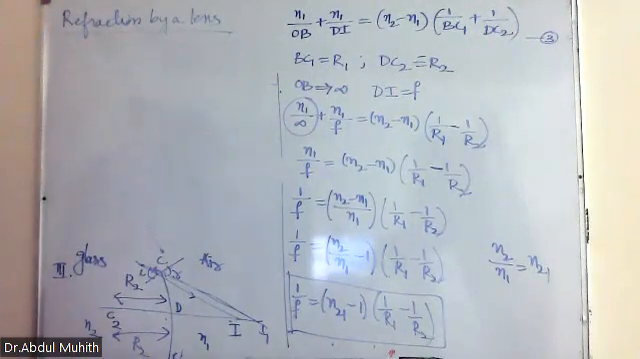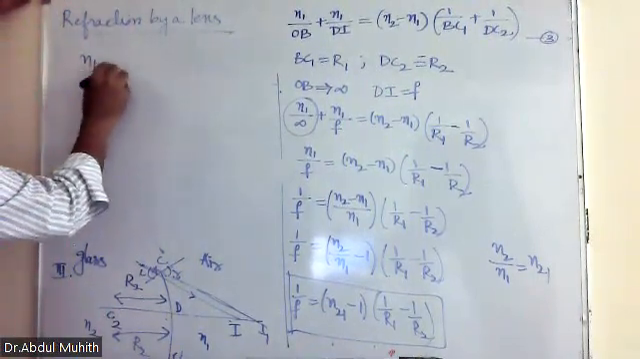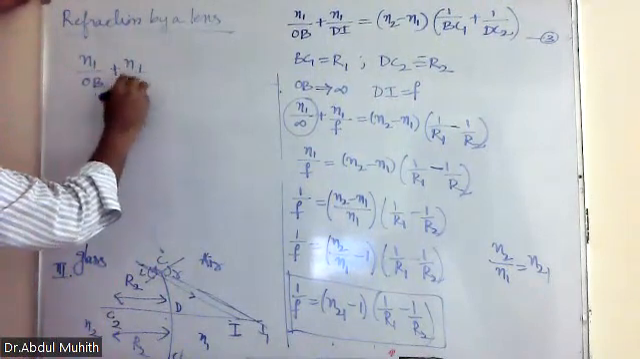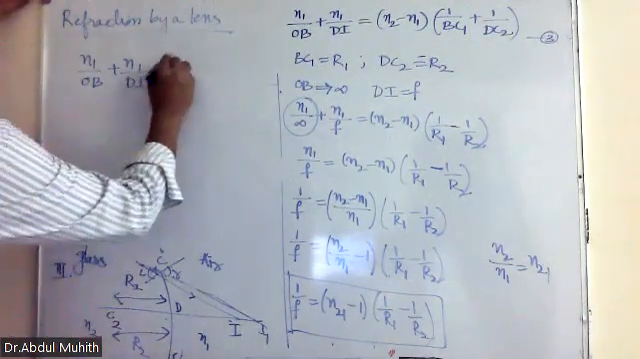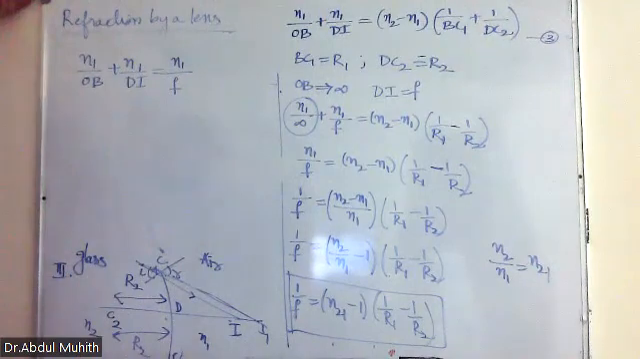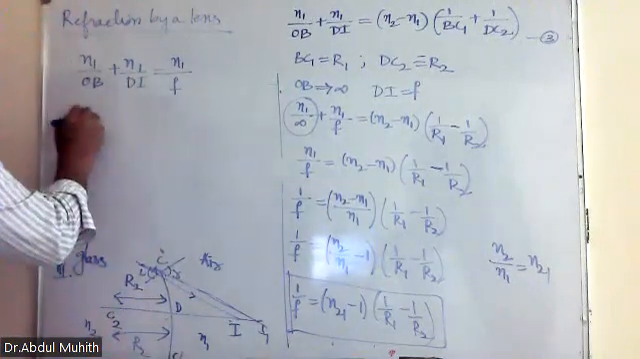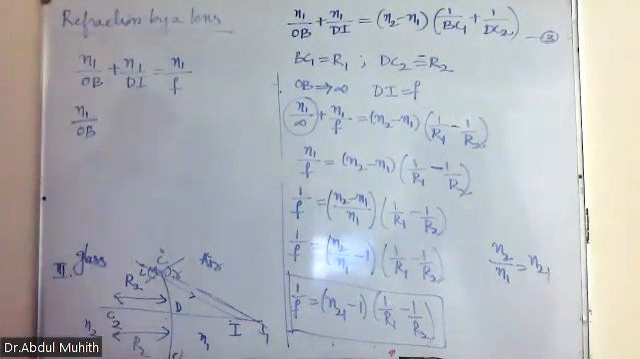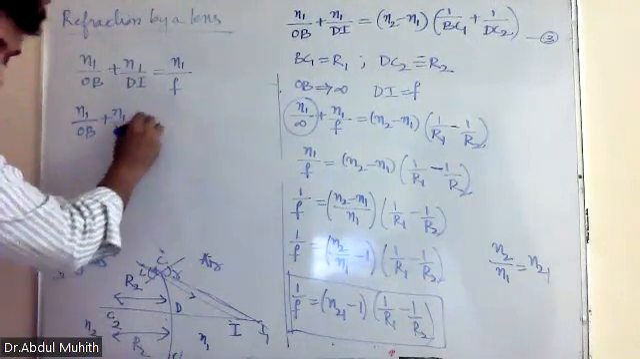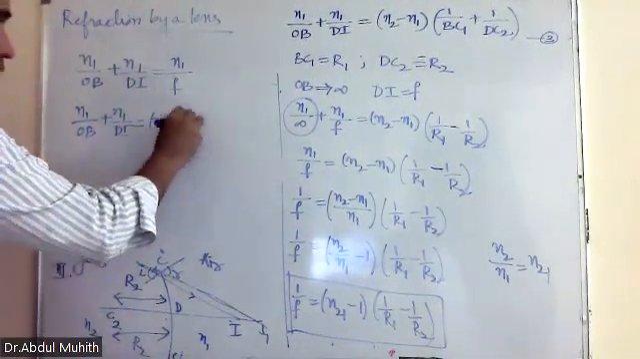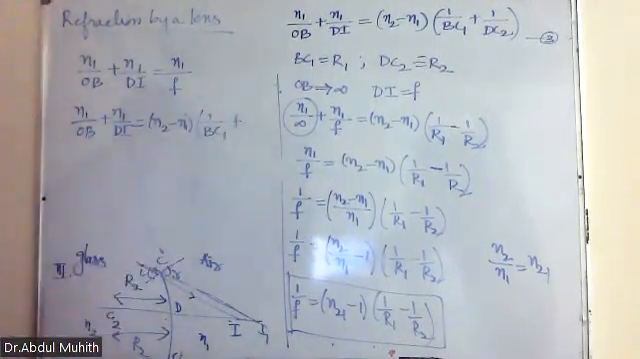So once again, I'll go back to the previous equation. N1 by OB plus N1 by DI equal to what? Equal to N1 by F. How did we get this one? We'll just write again the previous equations. We have N1 by OB plus N1 by DI equal to N2 minus N1 into 1 by BC2, 1 by BC1 plus 1 by DC2.